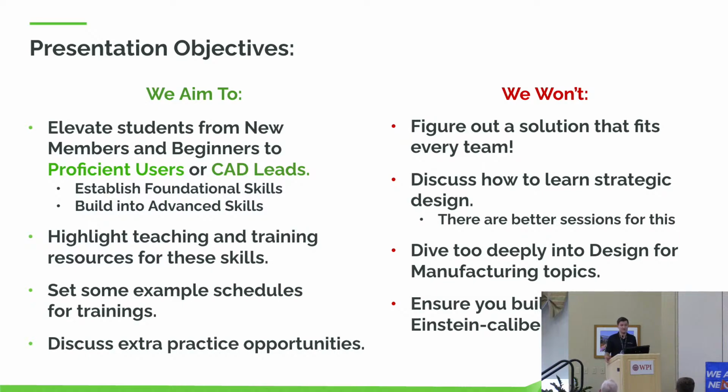What we will not do is figure out a solution that works for everybody. Some teams are probably in the midst of their training right now. Other teams won't start maybe until mid-September because they're dictated by the school year. So I'm going to try and give some examples, but you're going to have to work to fit these for your team. Also, not really get into strategic design. I think there are better presentations for that, honestly, like a retrospective of FIRST history to talk about what is the best way to intake, what is the best way to launch a game object. That is a separate but related talk. Not going to get too much into design for manufacturing, and also we can't ensure you build that Einstein caliber robot next year. Would be great, but that's tough.